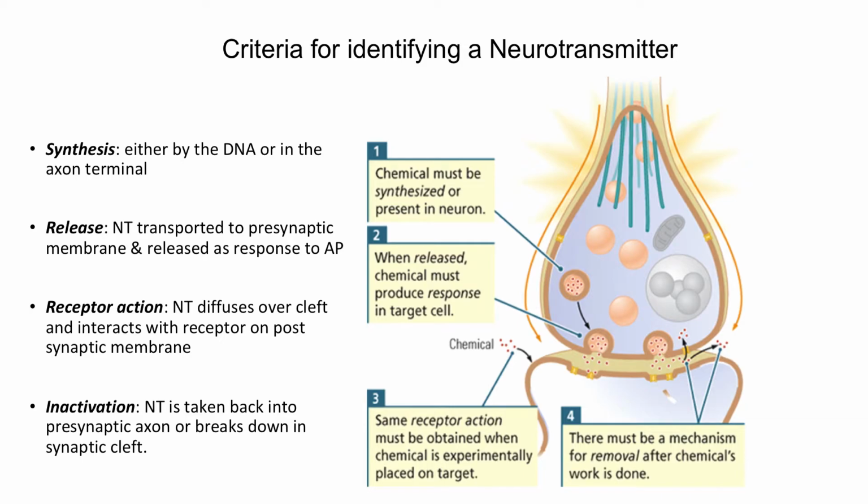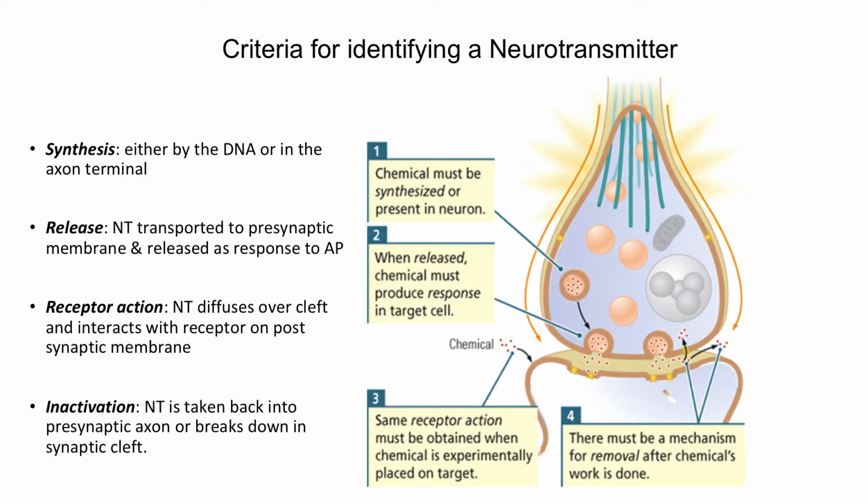Okay, so next we are going to talk about how you can identify a chemical to be a neurotransmitter. And then after this, we're going to talk about the categories of neurotransmitters. So there are 4 main criteria for identifying a neurotransmitter. So the first thing is that the chemical has to be created in the neuron. The second thing is when the neuron is active, the chemical must be released and produce a response in some target cell.